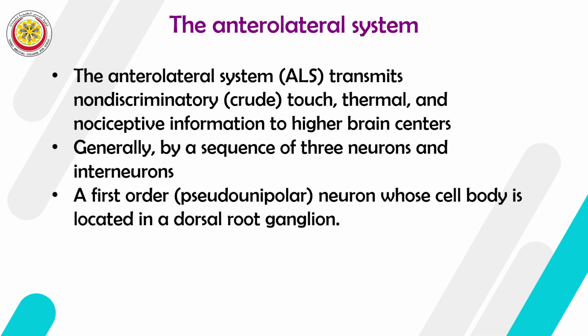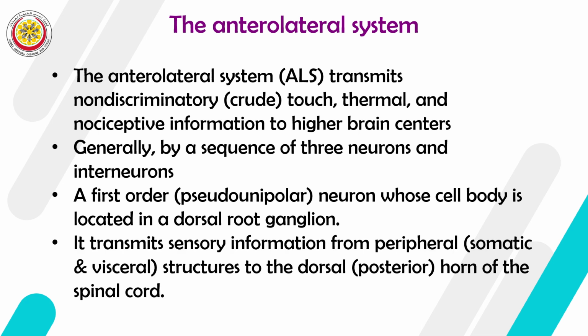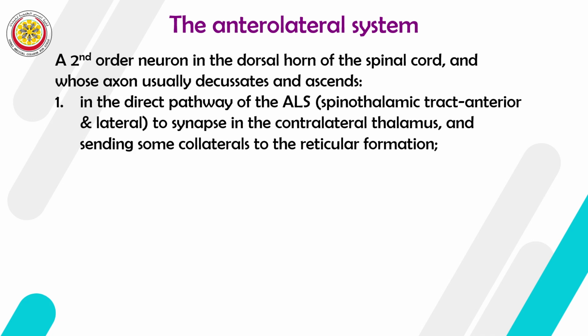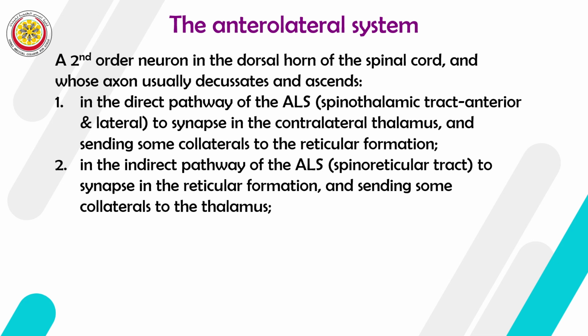Of course, the three neurons, first order in the pseudo-unipolar, in the dorsal root ganglion, dorsal posterior cord of the spinal cord. We already mentioned that. The second order neuron in the substantia gelatinosa decussates and ascends as the direct pathways of the anterolateral system. We already mentioned that in the contralateral thalamus, with collaterals to the reticular formation.